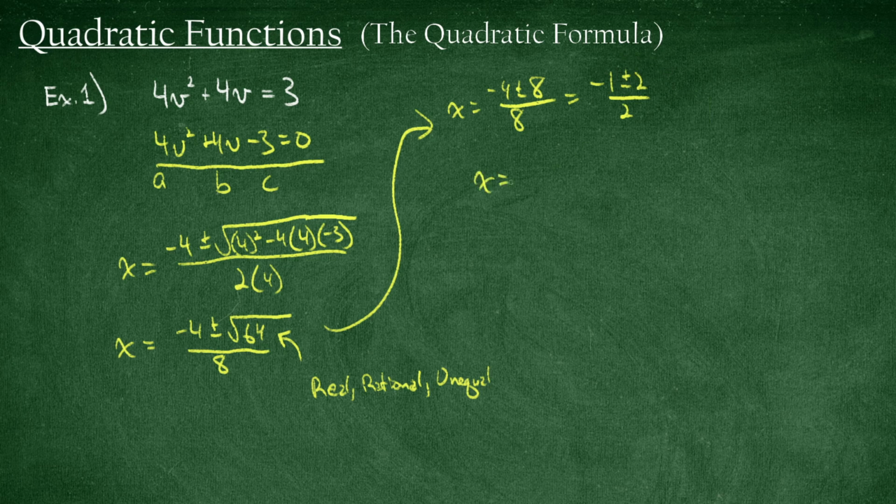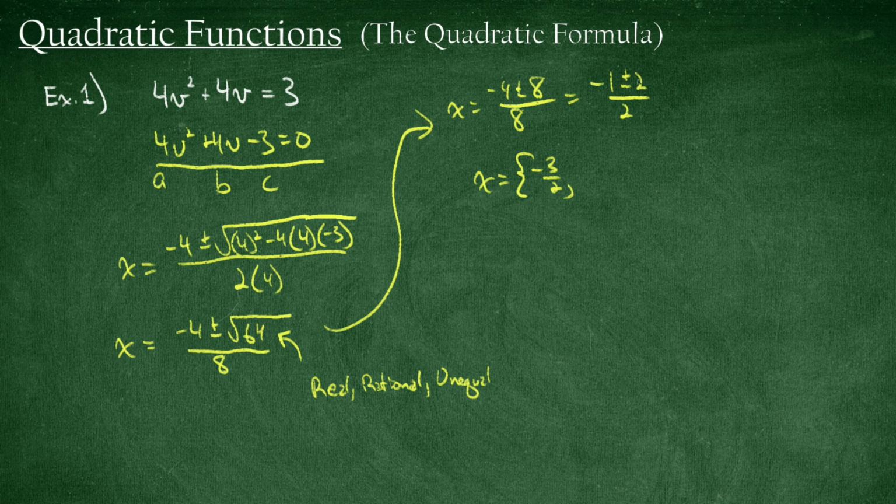Okay, so I'm going to say x is equal to the set of two different numbers. I'm going to get two solutions. So I'm going to do the minus case first. So negative 1 minus 2 is negative 3 divided by 2 is negative 3 halves, or negative 1.5. Now let's do the positive case.